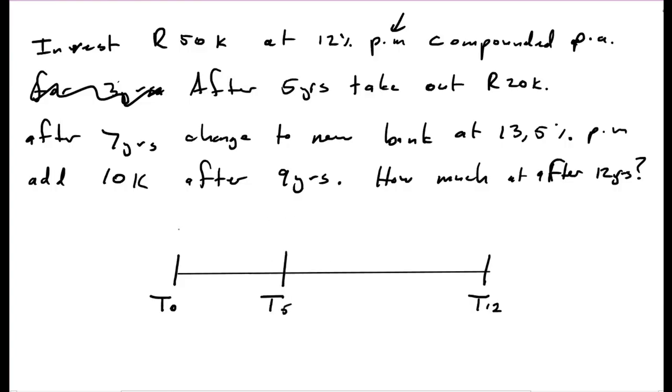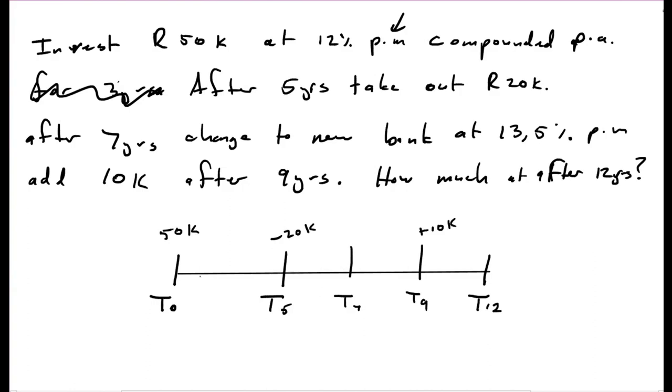take out 20K. So there, I had 50K in here, and I'm going to minus 20K over here. Then after 7 years, term 7, I'm going to change to the new bank. And then after 9 years, I'm going to put some more in that account. Fantastic, so there's all my time limits. And what happened at term 9? I added another 10K. Great.